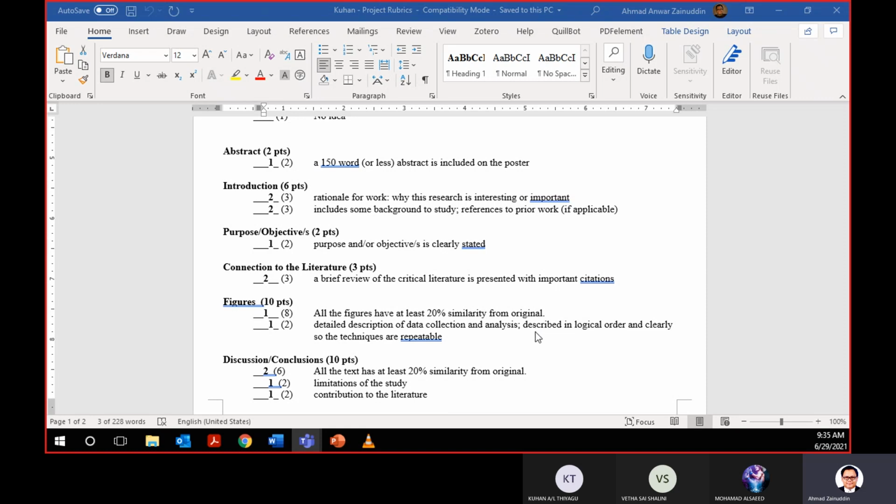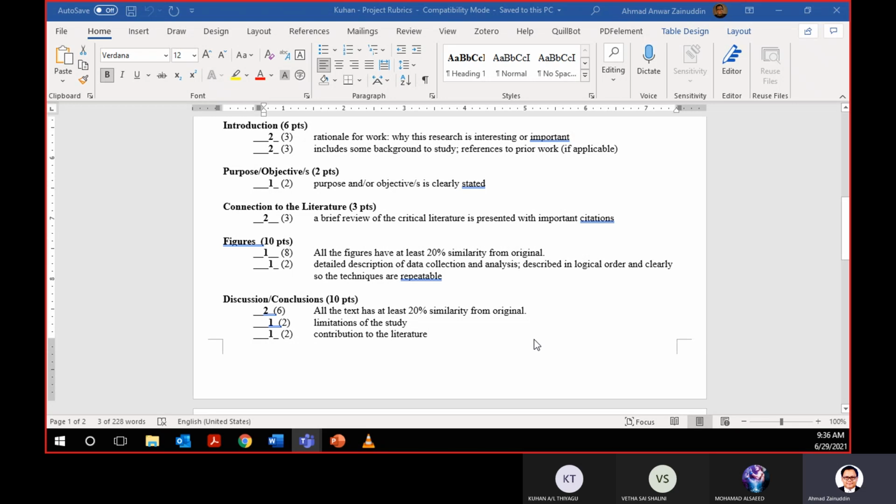And also figures. There are no figures. Only one figure I found in the presentation, and this figure is not related at all to your topic. Also, one for the detailed description of data collection and analysis described in a logical order and clearly so the techniques are repeatable. This one I cannot see the data collection. And also your discussion and conclusion: all the text has at least 30% similarity to the original. So far I have not received your paper, but I give you only two.